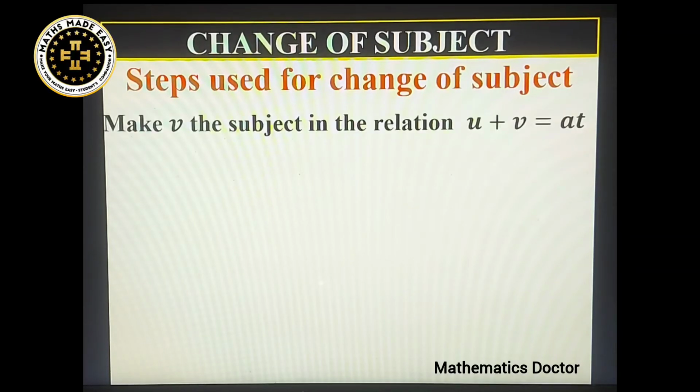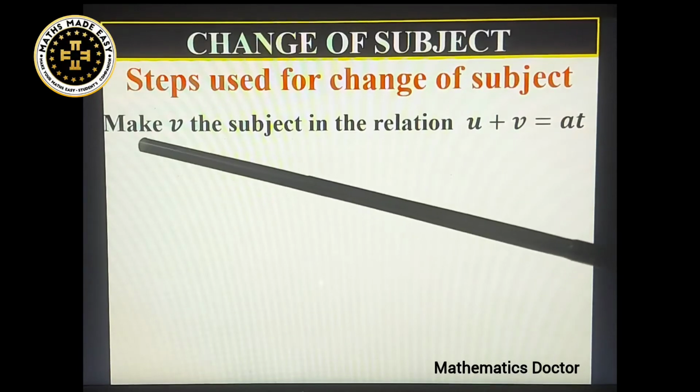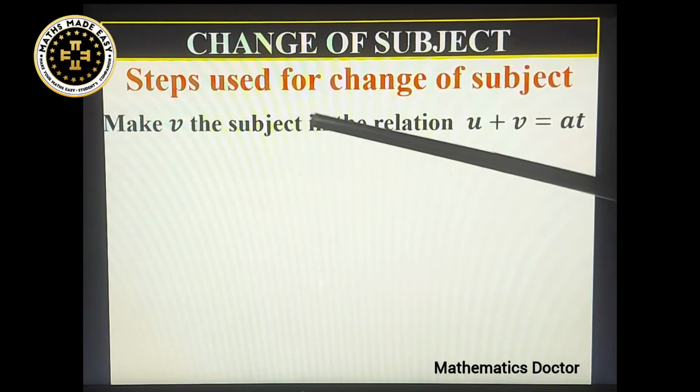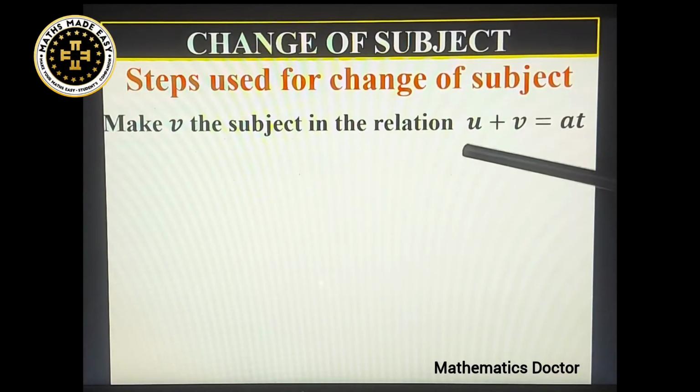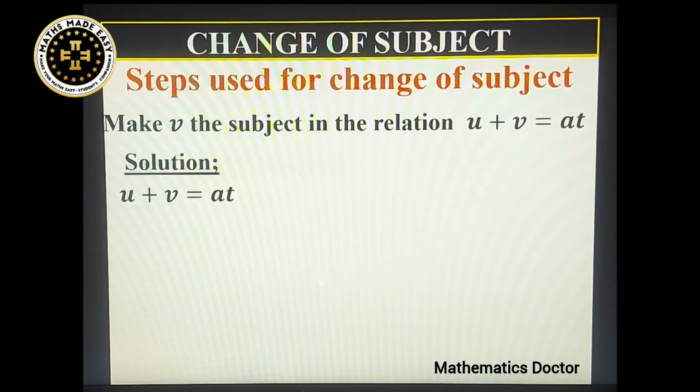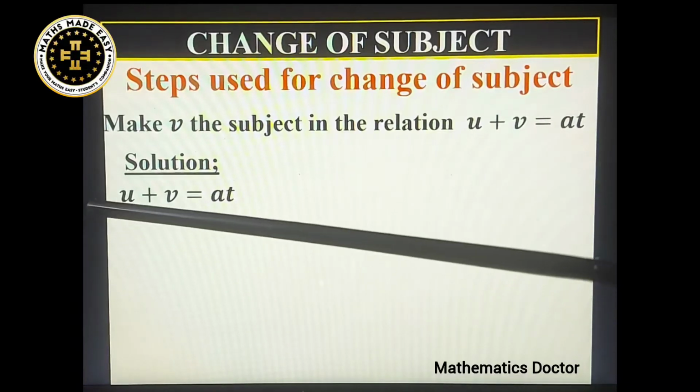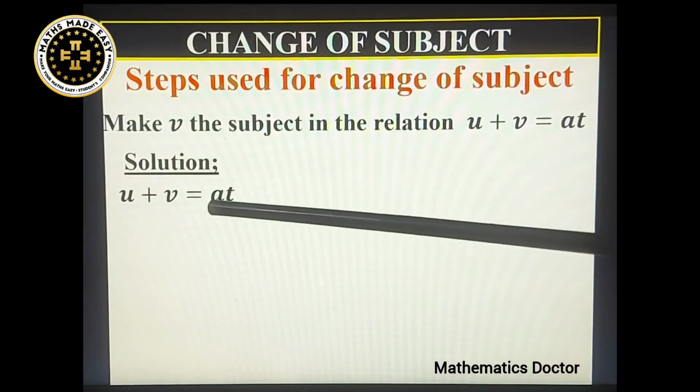Now let us take this particular question that says make V the subject in the relation U plus V is equal to 80. So this is a complete question that we are supposed to make V the subject in this relation. Now let us get into the solution. Let's put the relation down. Now the relation is U plus V is equal to 80.